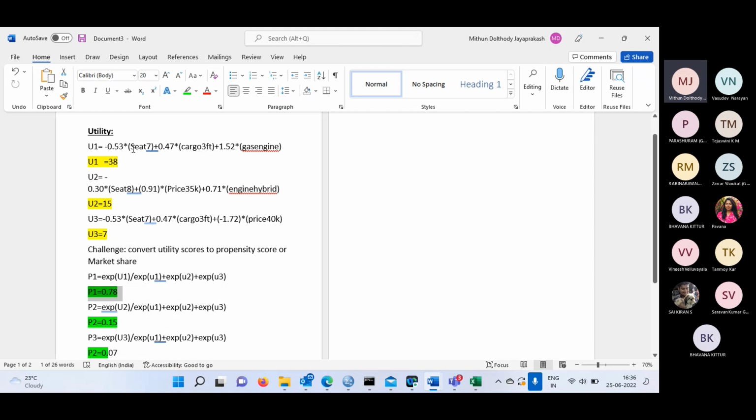For the utility score, for seat 7, when you do a data dot matrix, you should be able to get the value for seat 7. Then just multiply this. In the matrix we get only 0 and 1. So if you have seat 7 here, basically, if you have a value 1, it will be just 0.53, minus 0.53. That is sufficient for you.